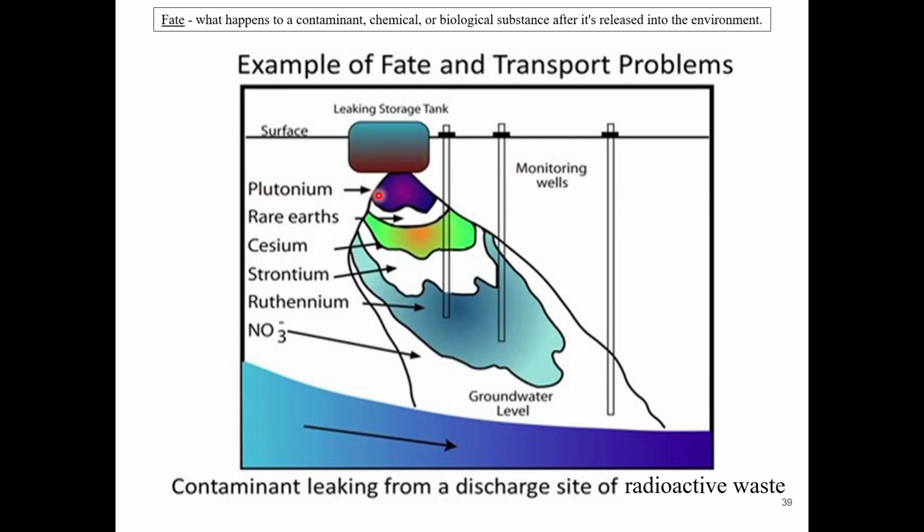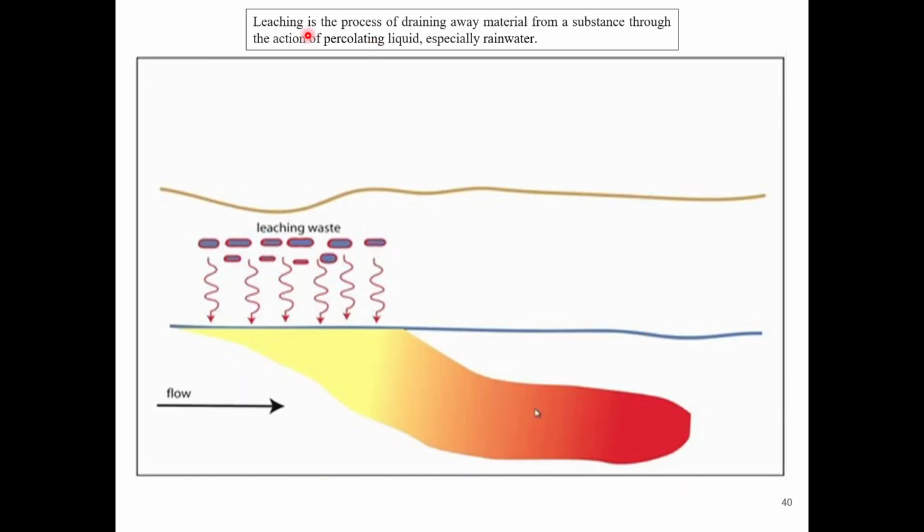The first location is plutonium. Then there is rare earths. It will pass through all this: cesium, strontium, ruthenium, nitrate, and there is this groundwater level. Monitoring wells are there also. So this is a contaminant leaking from a discharge site of radioactive waste. If the contaminant is leaking from a site of radioactive waste, it can be very harmful. If you see here, leaching waste is there, and it is also taking almost the form of a plume inside the groundwater table.